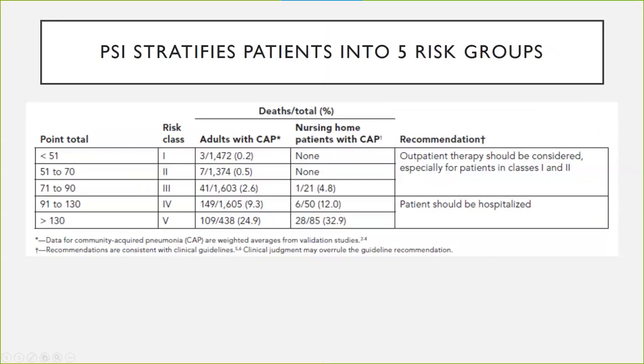And based on the score, the PSI stratifies patients into 5 risk groups based on the total amount of points that they have. Risk classes 1, 2, and 3 have a pretty low risk of mortality with pneumonia, and outpatient treatment should be considered, especially if the patient is in class 1 or 2. If the score is greater than 91, then patients should be hospitalized for treatment of the pneumonia because the mortality rate is higher.